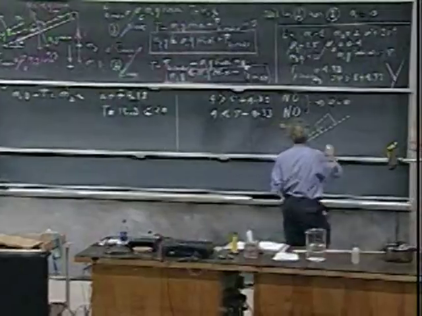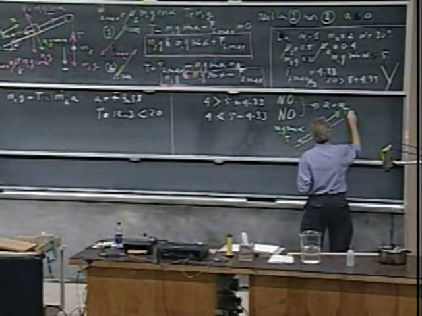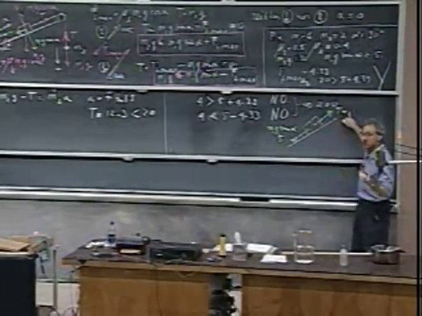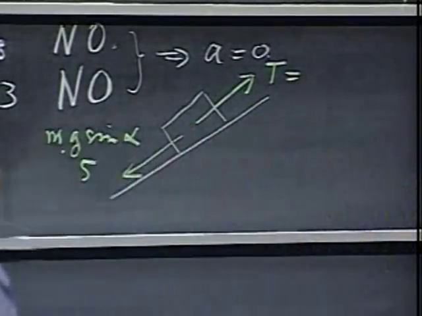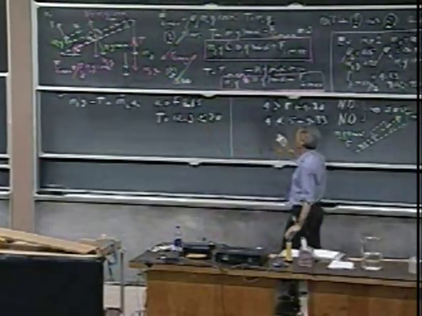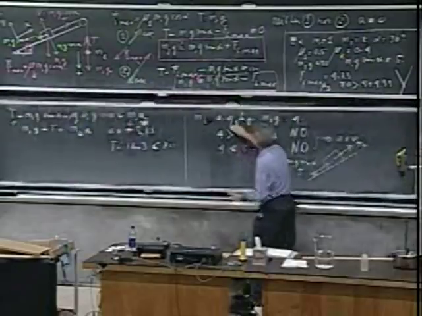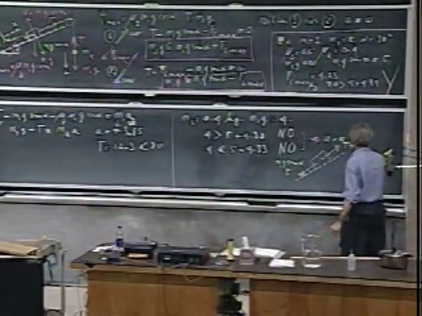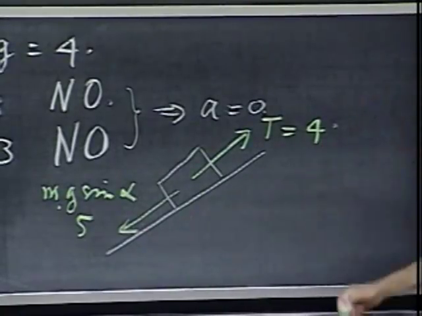I also know that we have tension here, and the tension must be m2g, because the object is not being accelerated. We're back where we were. Number two is not being accelerated. The tension is 20. Sorry, not 20, because what is my m2? The tension, mg, is 4. 5 newtons downhill, 4 newtons uphill.